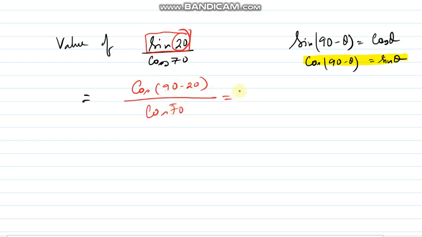So what is 90 minus 20? That is 70. So cos 70 divided by cos 70. So ultimately that will be equal to 1.